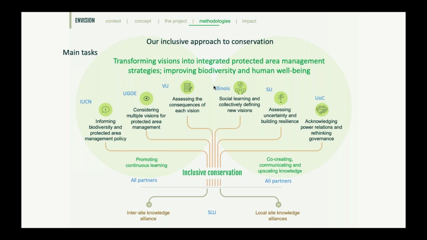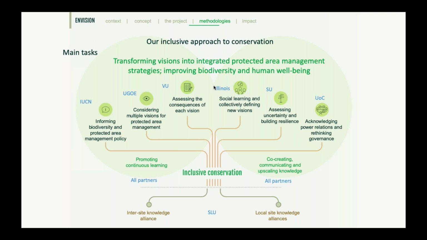Then we have, as Alberto mentioned, IUCN informing biodiversity and protected area management policy. University of Göttingen is looking at how we can consider multiple visions for protected areas. VU Amsterdam is looking at using the latest techniques in biodiversity modelling to assess the ecological consequences of each vision, but they'll also be looking at some of the social consequences, including consequences for human well-being. And then those consequences are going to be brought into group-based decision-making processes, and we're going to see how individual and group visions for protected areas may change as a result of presenting them the consequences of each of these visions. And then we recognise that there might be uncertainty associated with each of these visions, and hence we need to look at ways of assessing uncertainty and building resilience.